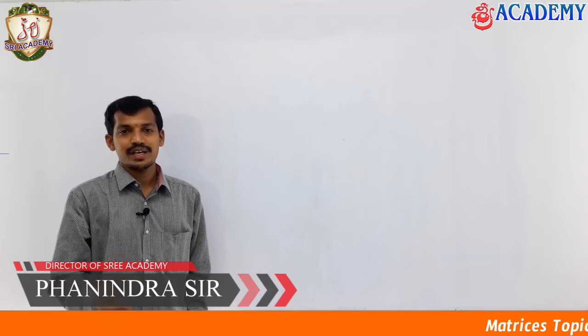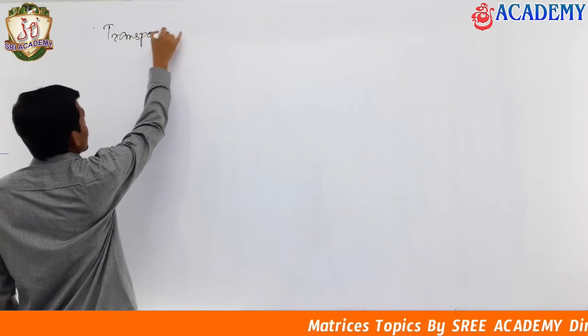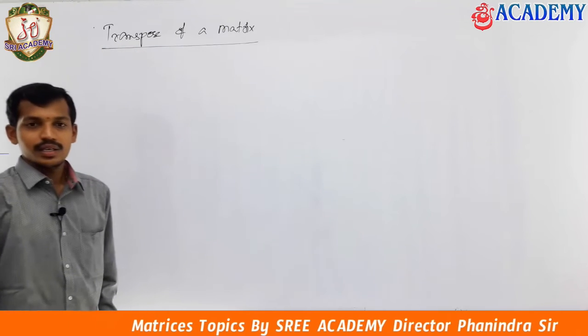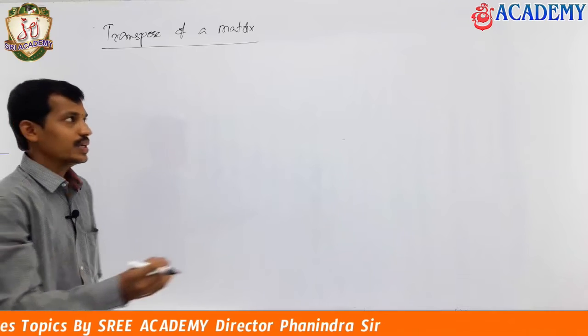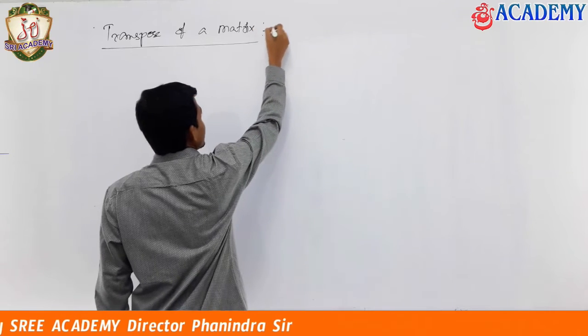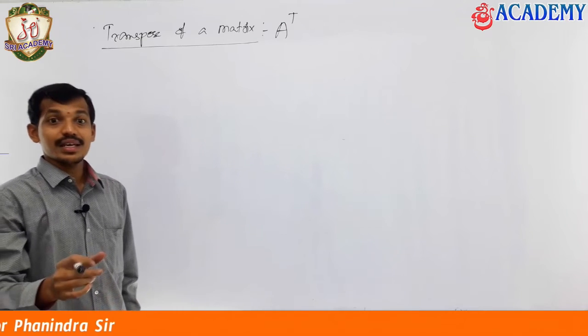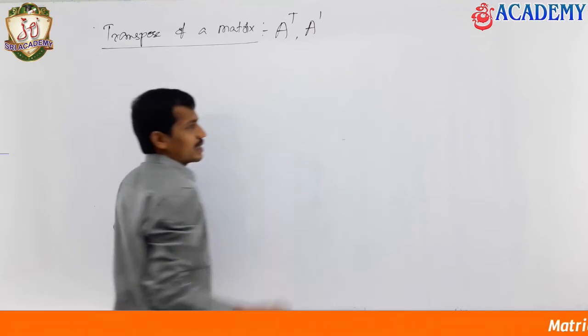Now in this session we are going to learn the transpose of a matrix. Always, as we said, a matrix is represented with capital letters. The transpose of a matrix is denoted with a power T. We will always read it as A transpose. Sometimes we can write it as A power dash.